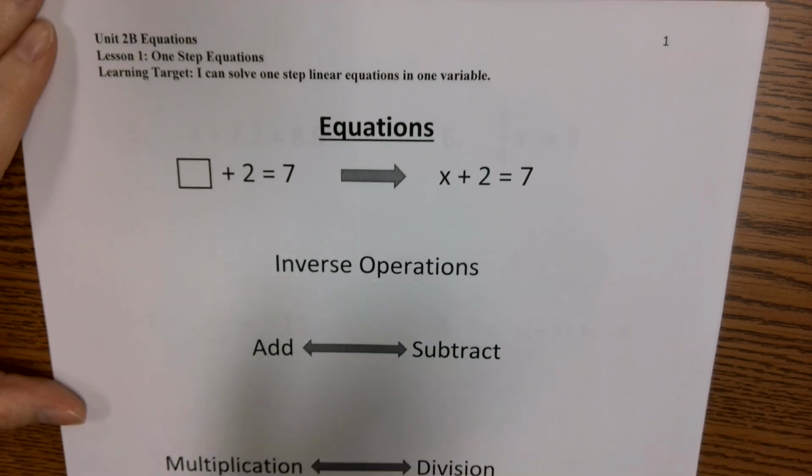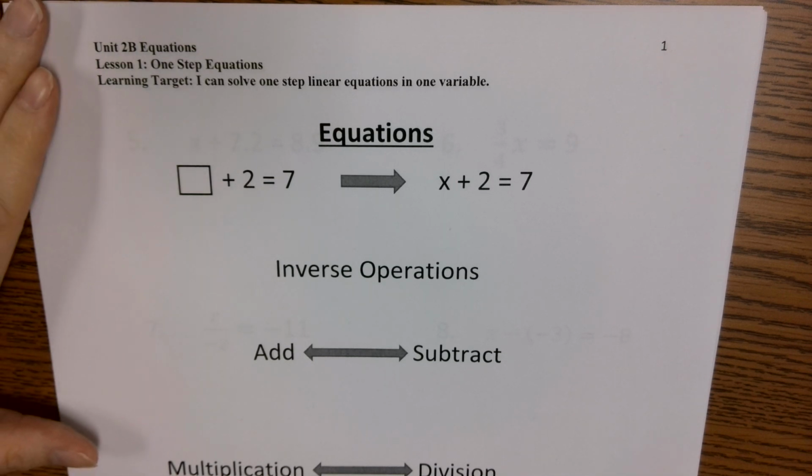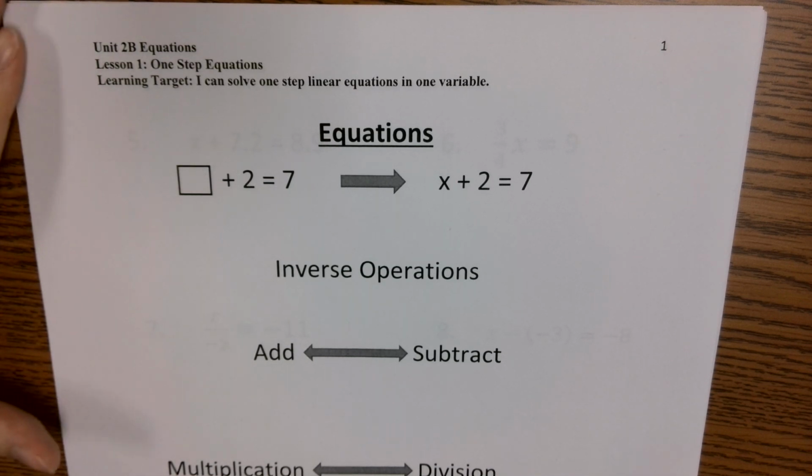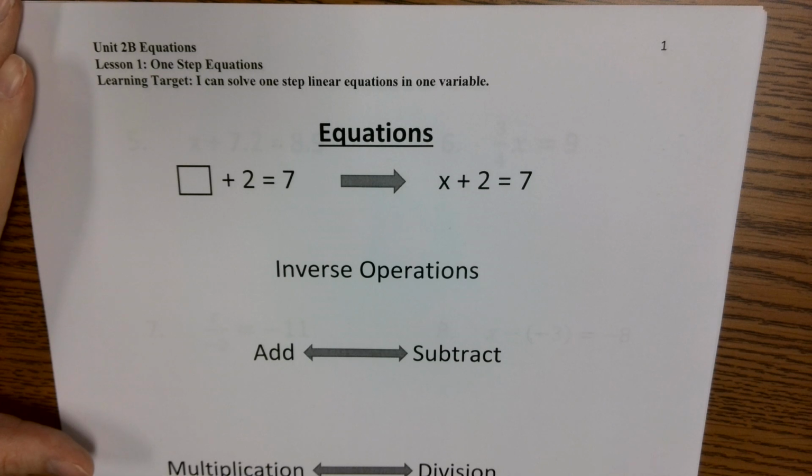So we're starting our new unit. Our new unit is Unit 2B on equations. Girls, it's on one-step equations is what we're starting our lesson on. So I can solve one-step linear equations with just a single variable, one variable. Remember, variables are our letters, so we typically are going to be focusing on x's, but be aware you could see more than just the x as a variable.